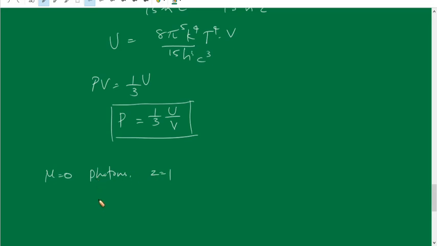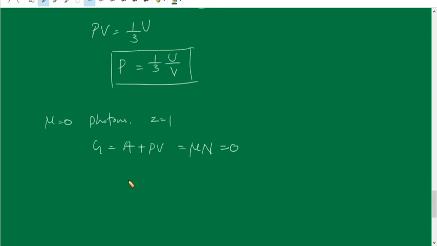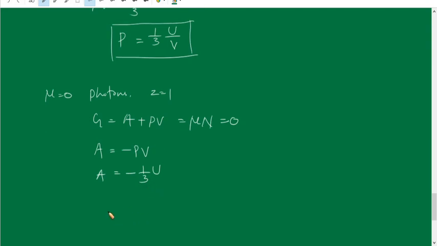we can write the Gibbs free energy G is equal to A plus PV. Gibbs free energy is mu times N. Gibbs free energy is 0 because there is no restriction for the number of photons in the cavity. So therefore we can write A is equal to minus PV. So A is equal to, in terms of energy, minus 1 by 3 U. So one third of the internal energy is the Helmholtz free energy.